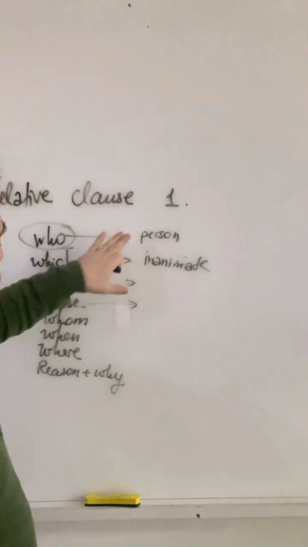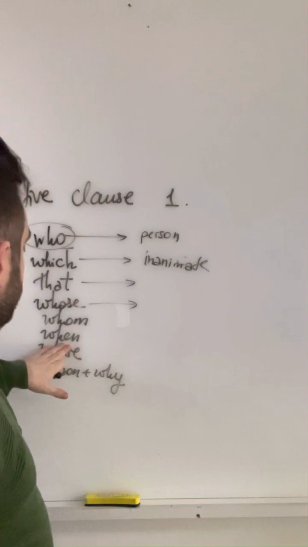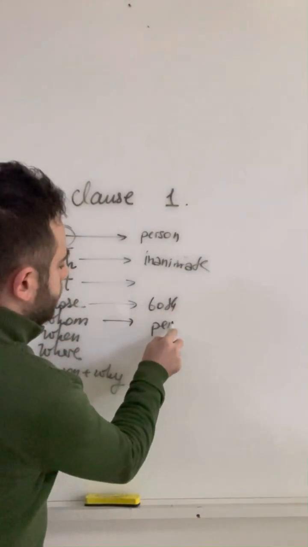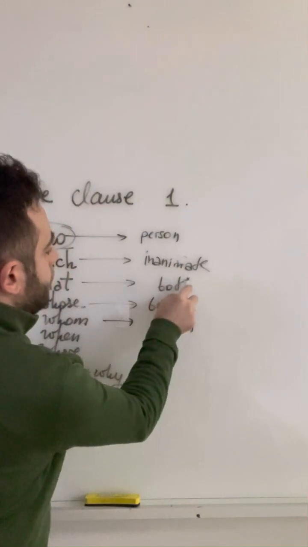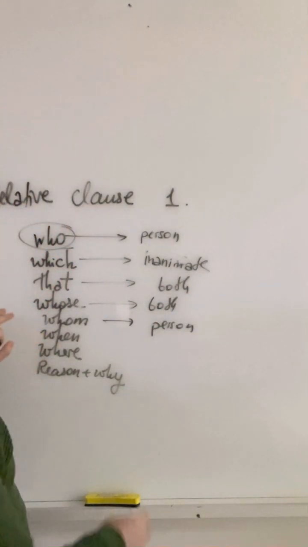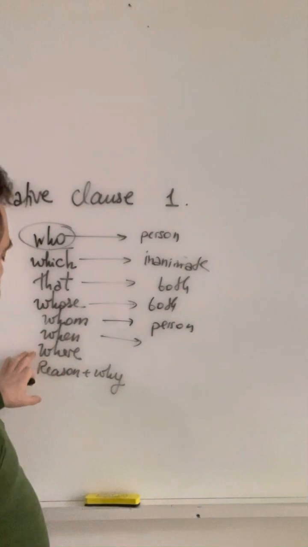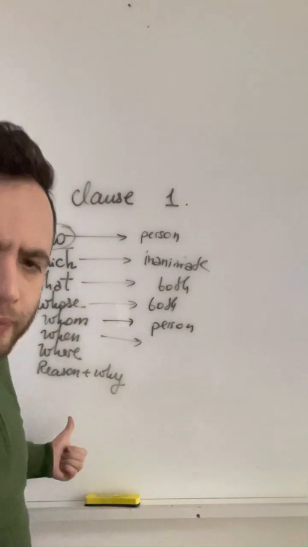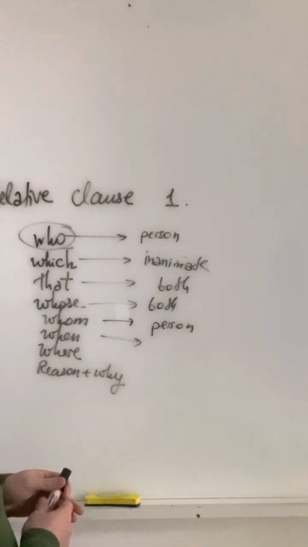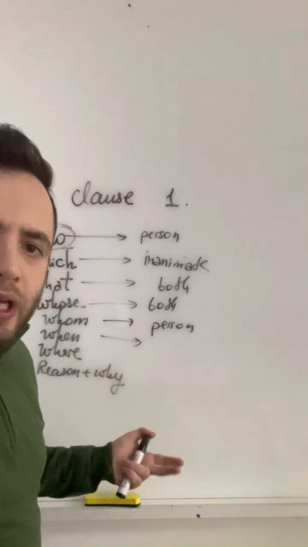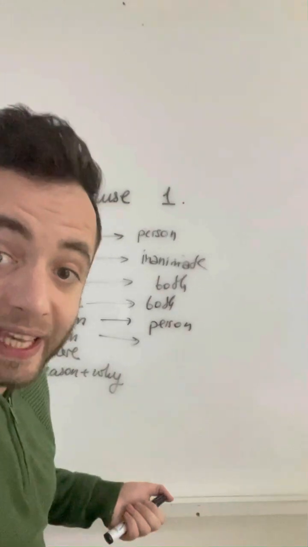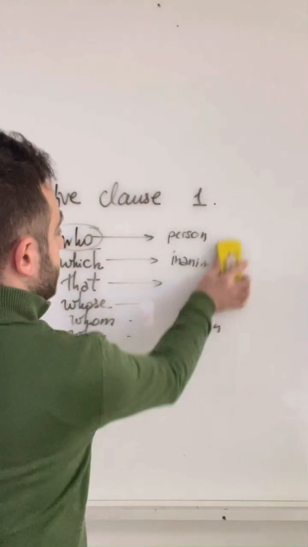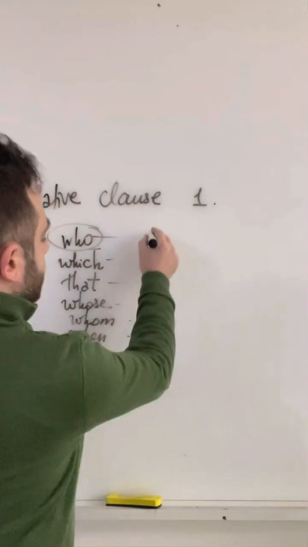Who is used for a person. Who and which are for both. When is for time. Where is for place, as you guess. Reason why is also another structure. So let's first take person and look at why we need it and how we can use it. Let's look at an example and focus on who first.